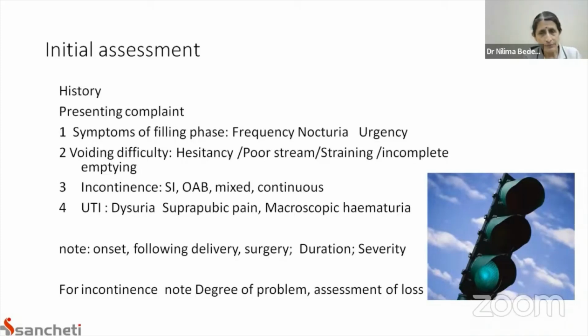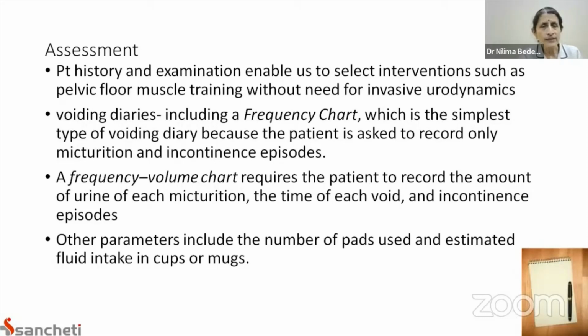So we need to have a urine dip test done before we even do an internal vaginal assessment. So it's very important to have other history, the surgical history, the obstetric and gynecological history, and the duration and the severity of the problem. It is very important to know what the underlying causes could be. So all this initial assessment would then be gone into in detail. Patient history and examination enable us to select the proper intervention.